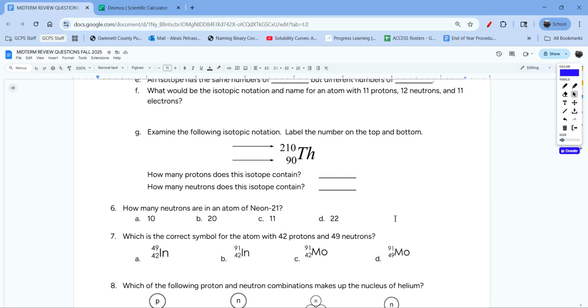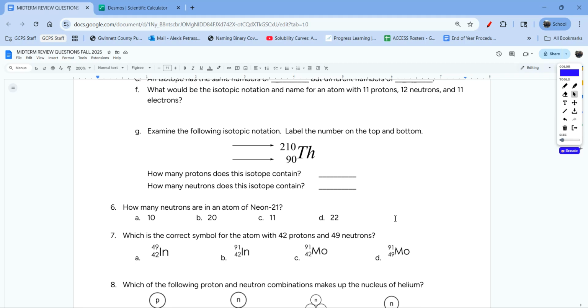Now, one thing I will help you with is F. I'll start with F. Because, guys, these aren't answer choices. You're having to actually answer every single question. Every letter is a question. Okay. What would be the isotopic notation? Naming an isotope, basically. So the isotopic notation and isotopic name for an atom with 11 protons.